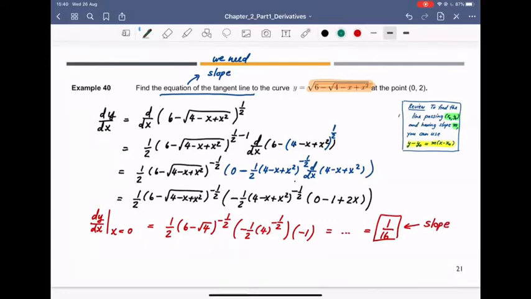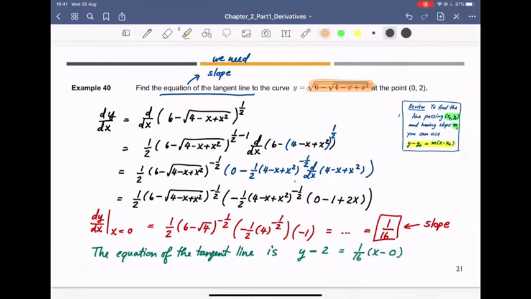So which means the equation of the tangent line is going to be y minus 2 equal to m, which is 1/16. This is my slope, times x minus x naught, which is 0. So for those of you who cannot follow me, the slope is 1/16, right? This is my m. The standard form is y minus y naught equal to m times x minus x naught, and then your slope m is here.